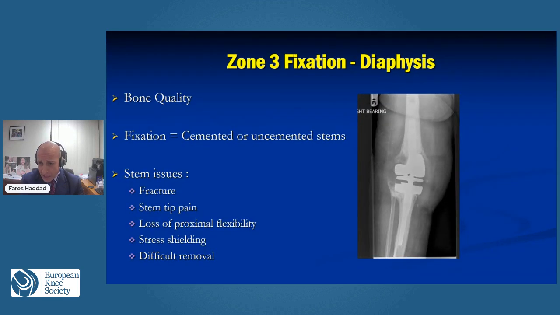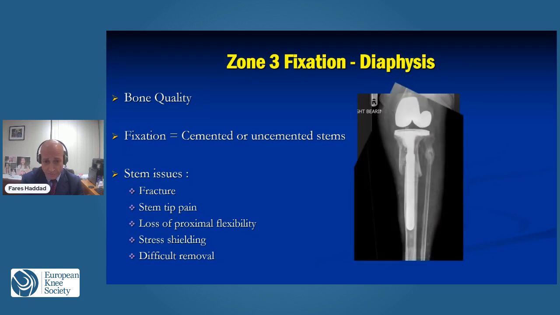We'll quickly jump to the diaphysis before we come back. I think the diaphysis is fascinating. It's something we haven't spent enough time thinking about, although people have argued about it. You can, of course, go cemented or cementless. A lot will depend on your bone quality, but getting good fixation in the diaphysis can be tricky and is associated with problems that you'll all be familiar with, from fracture to stem tip pain to loss of proximal flexibility to stress shielding, and of course difficulties with revision.